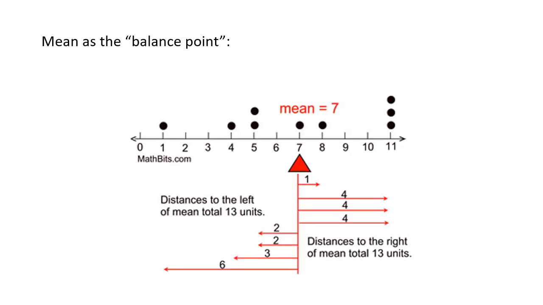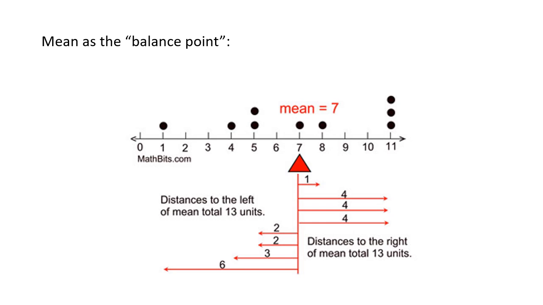Now, one way to think about this 7 is that it is the balance point. So this is what we were kind of talking about earlier in that picture that I drew about one way of thinking about the center. So this is the previous data set shown as a dot plot. So we've got little dots here to represent each of these.